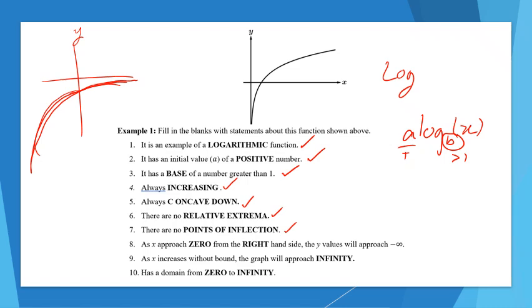As x approaches 0, so remember this is where x is 0, from the right-hand side, so coming in from the right, this is shooting down to negative infinity. That's what the y values will approach. As x increases without bound, so as x goes to the right forever, this is going to be shooting up to infinity. It's going to be pretty slow growth, but it's still going to be growth. So don't be confused by that. It's still going to positive infinity. And then the domain is from 0 to infinity. You just can't plug in any number that's either 0 or a negative number there.